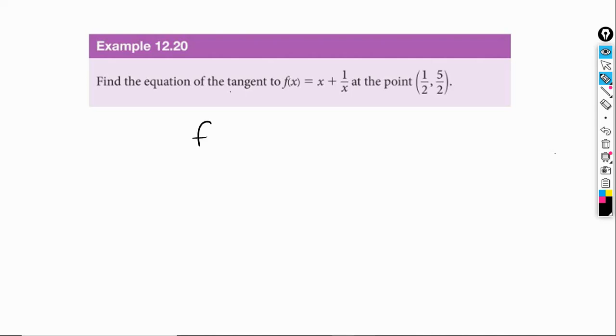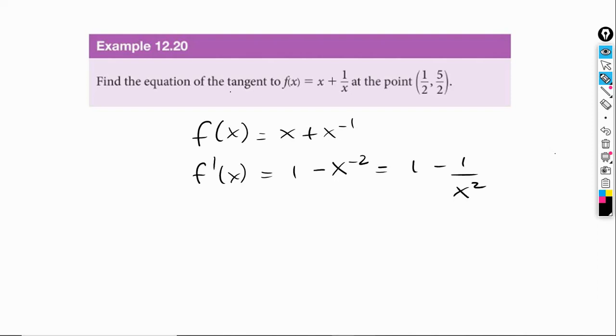So the derivative, well, first of all, I'm going to rewrite f of x, just so you guys understand how I do the derivative. So f of x, we can rewrite as x plus x to the minus 1. It's easier to do the derivative this way. So then the derivative would be 1 minus x to the negative 2, which is the same as 1 minus 1 over x squared.